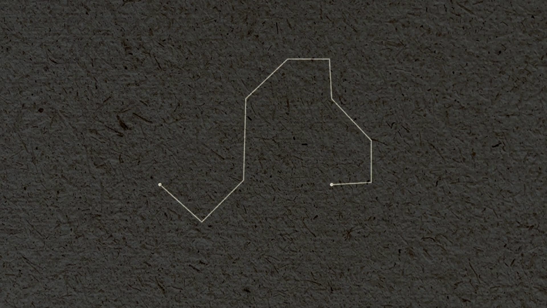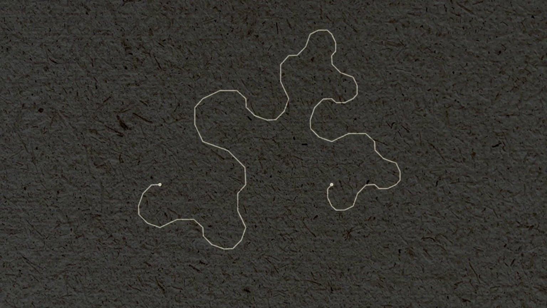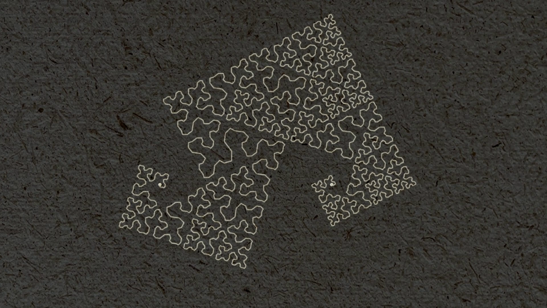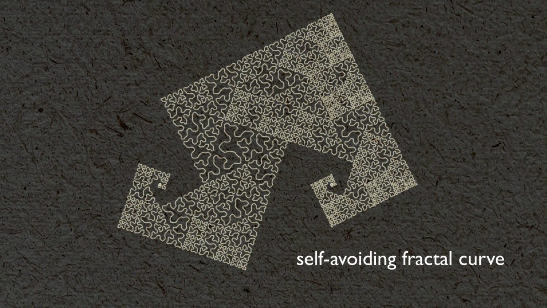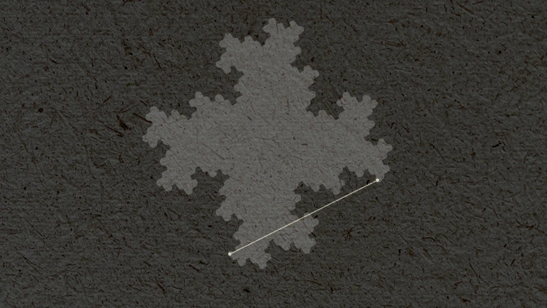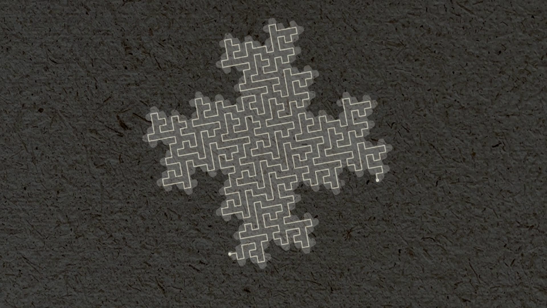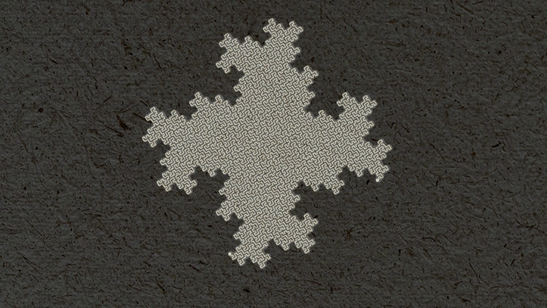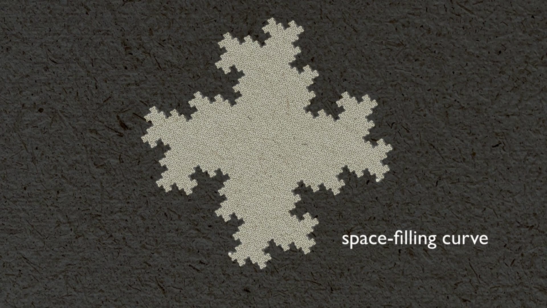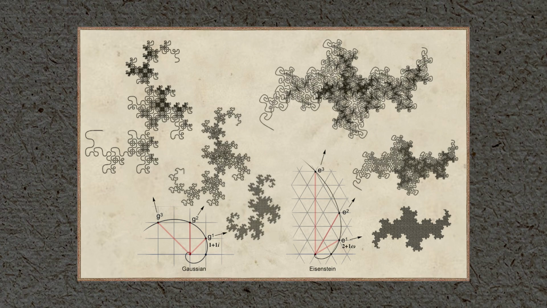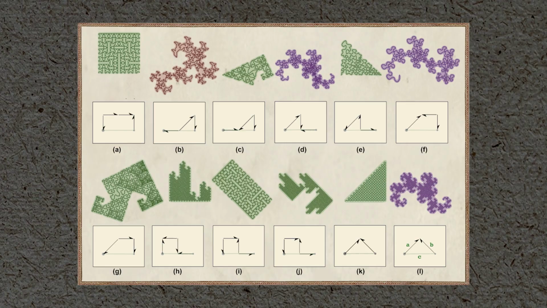No matter how long it grows or how tightly curled it becomes, it never touches itself or crosses over itself. It's a self-avoiding fractal curve. Notice that this curve keeps filling up a region of space until it is completely filled in with the curve. This means it is a space-filling curve. So what's the trick in designing these amazing shapes? How does it work? Well, it has something to do with flipping babies.